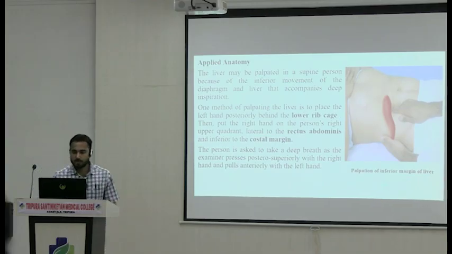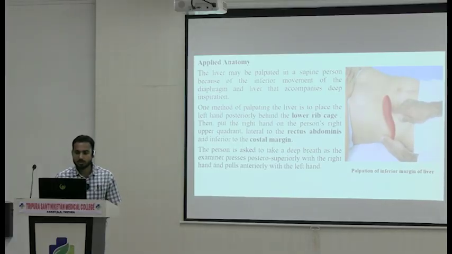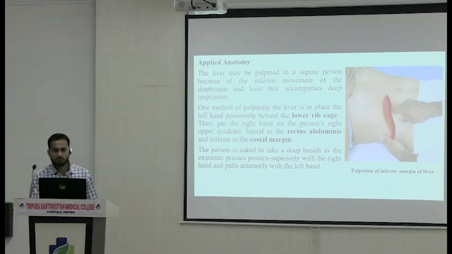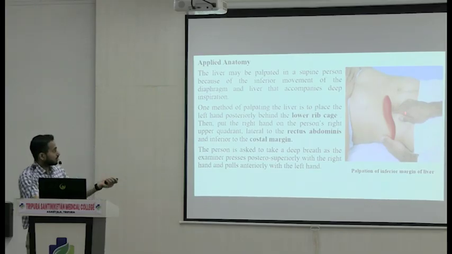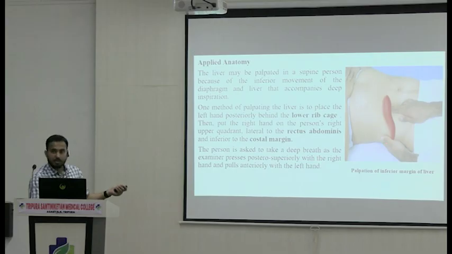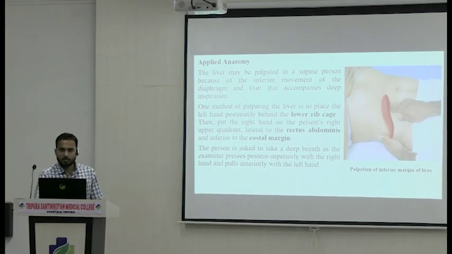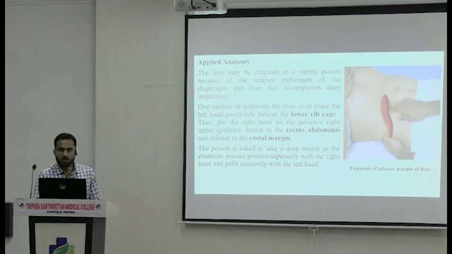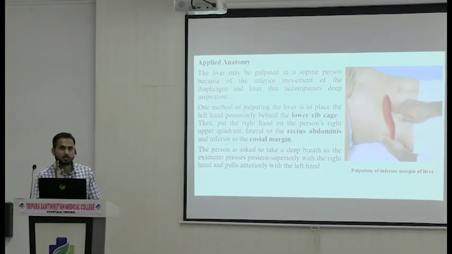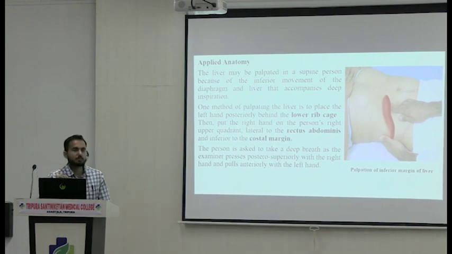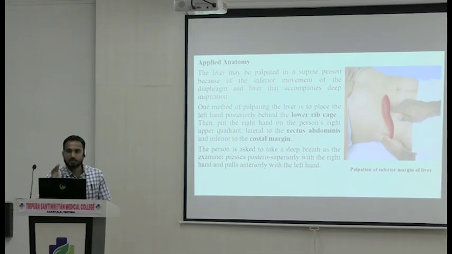So first will be the palpation of the liver. What do you think, how can you palpate the liver? Anyone? Just see the diagram. See where the hands are placed. Now is it possible to palpate the entire liver? No, it is not possible. Only the inferior border of the liver can be palpated. But whenever it is enlarged, as in hepatomegaly, it can be palpated. But in a normal case, only the inferior border can be palpated.